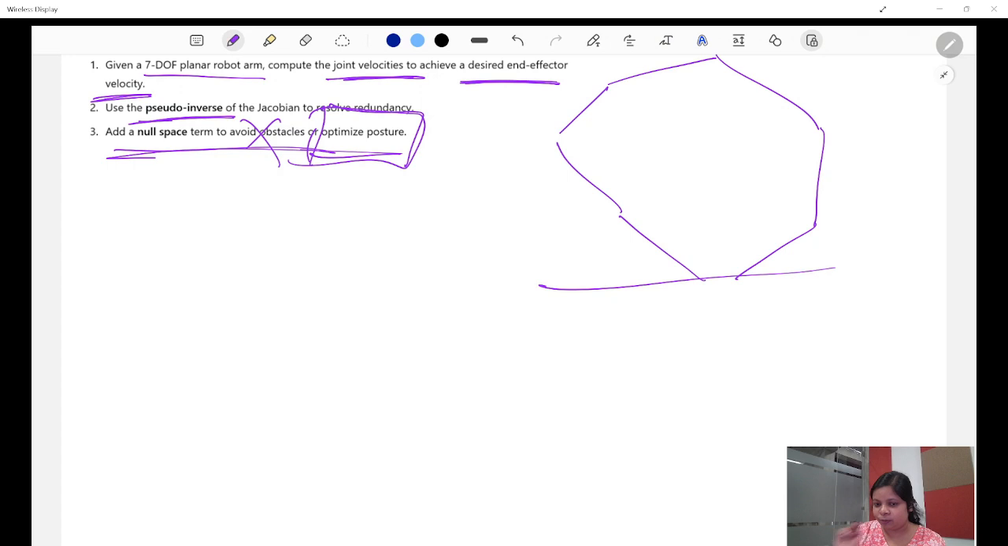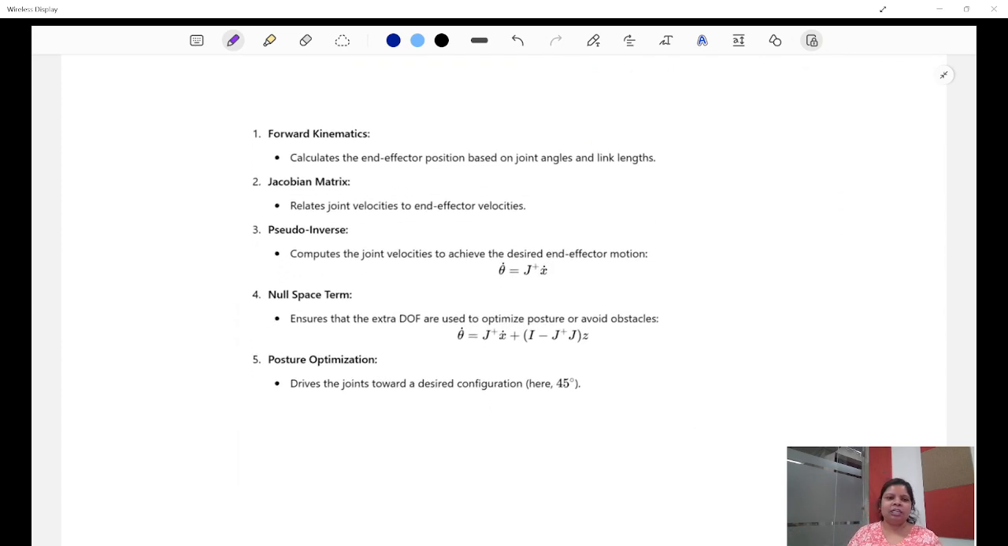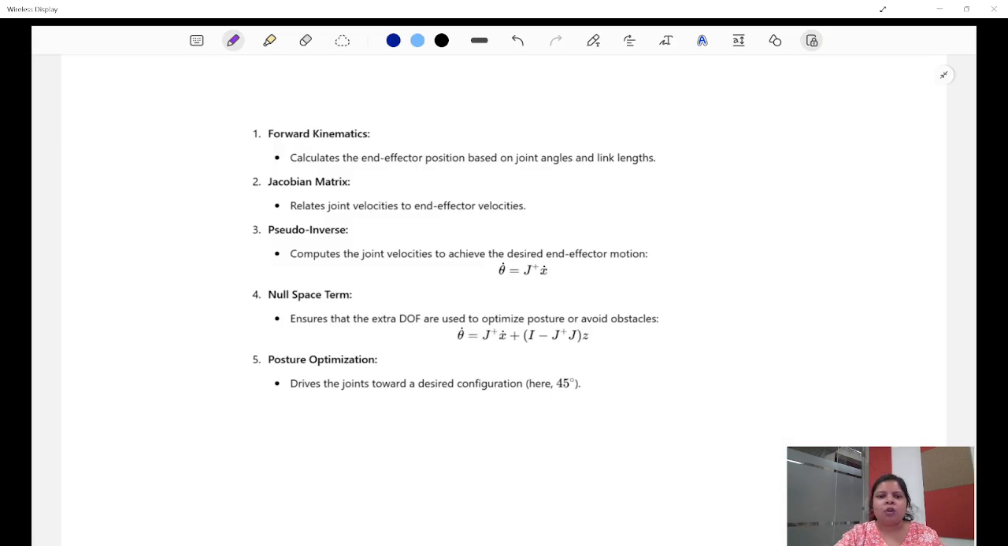So today, before turning MATLAB on, I'll take you through the code first. After that, I'll go there. So what are the series of steps that we need to perform? First, definitely forward kinematics will come into the picture, because we want to find the end effector position based on all the joint angles and links. Then definitely we need a Jacobian matrix, because we need to relate the joint velocity to the end effector velocity, right? Then the other thing we'll do is calculate the pseudo inverse. The pseudo inverse computes the joint velocities to achieve the desired end effector motion, right?